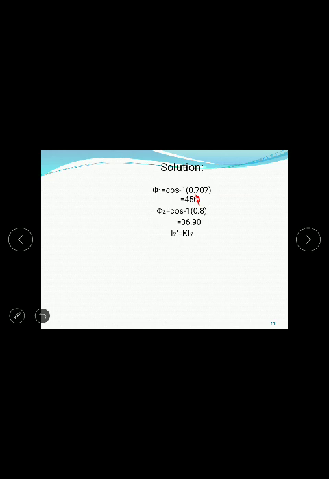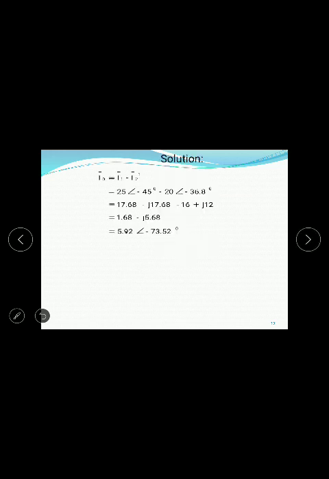I2 dash is equal to K into I2. Here I2 is given, so 50 by 1000 into 80, that is nothing but 20 amps. So here I0 is nothing but I1 bar minus I2 dash bar.